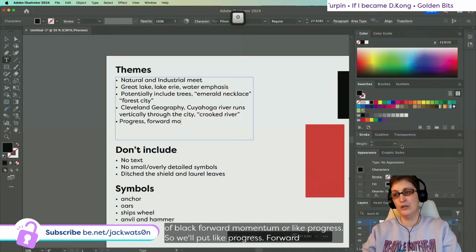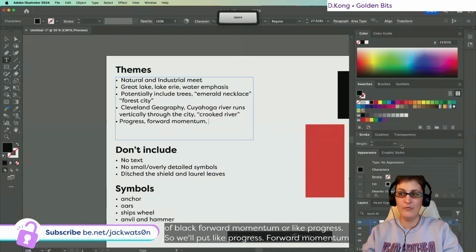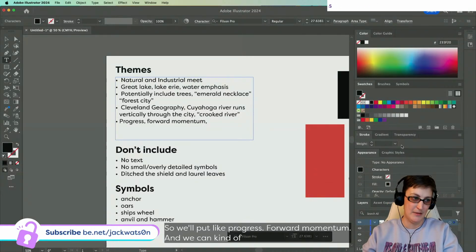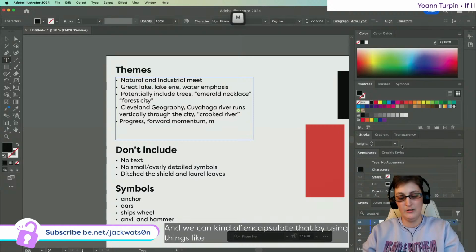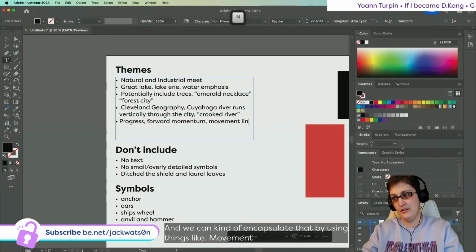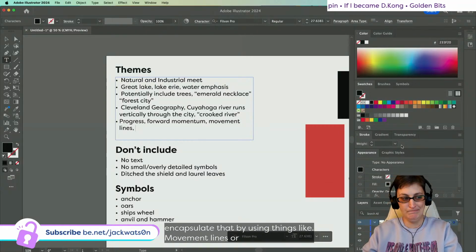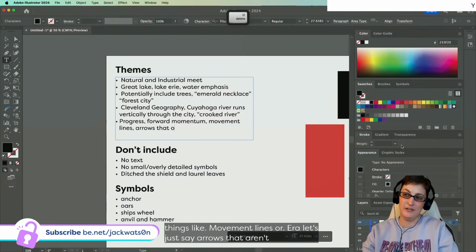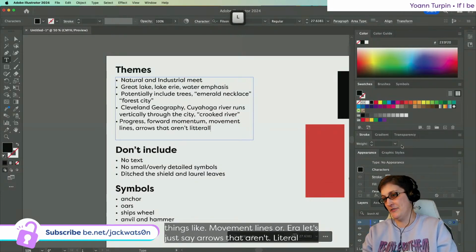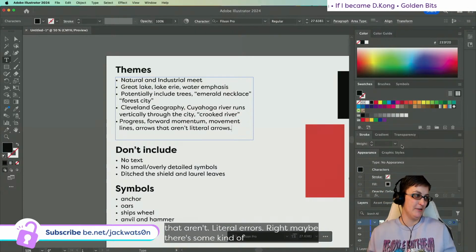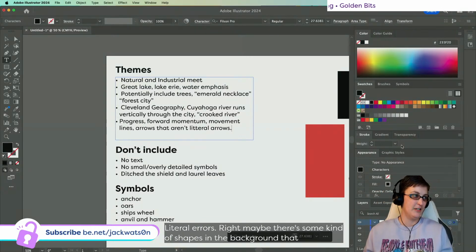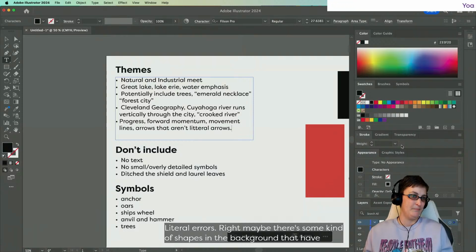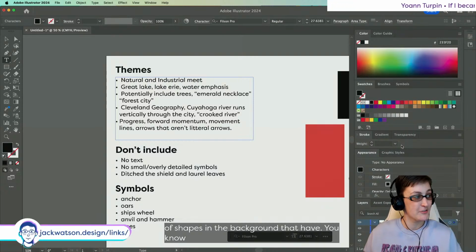Forward momentum. And we can encapsulate that by using things like movement lines or, let's just say, arrows that aren't literal arrows. Maybe there's some kind of shapes in the background, you know, triangles are arrows.